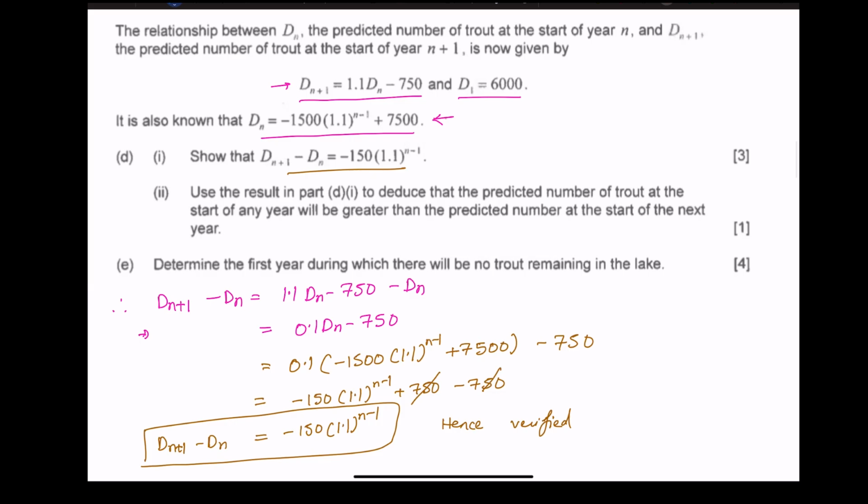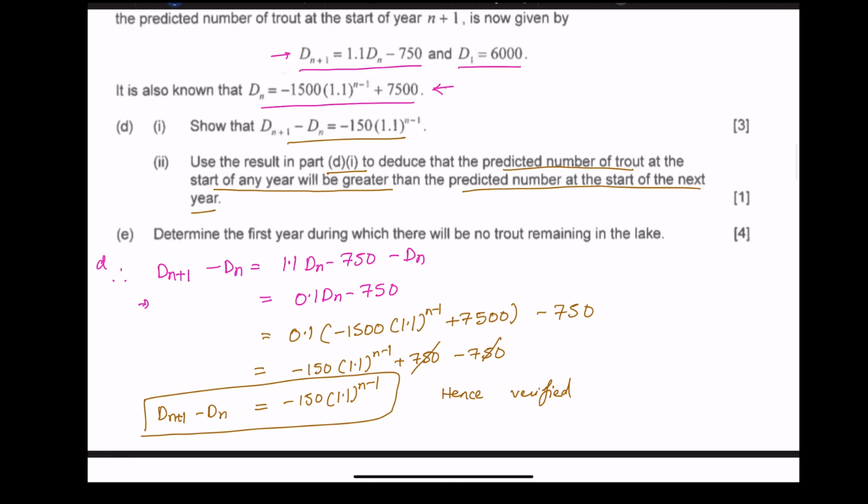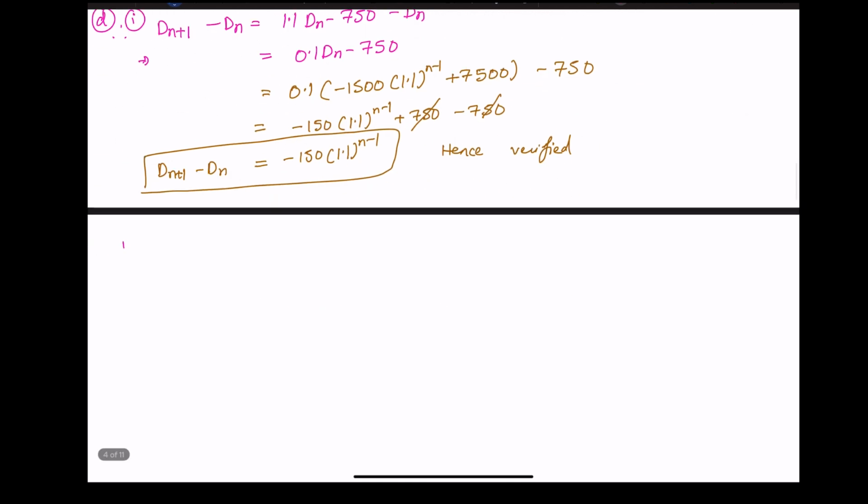Okay. Now for the next part, you have to use the result in D2 to deduce that the predicted number of trout at the start of any year will be greater than the predicted number at the start of the next year. So basically the number of trout is decreasing. That's what we need to show here. This can be done pretty easily. So this is D1. We'll do D2 now.